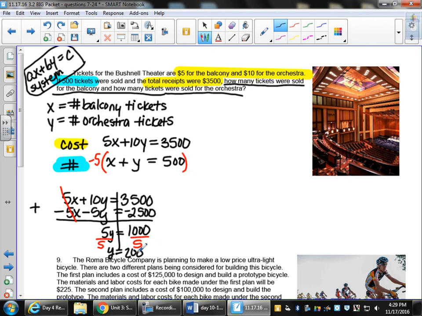200, what does 200 represent? Y is the number of orchestra tickets. So 200 orchestra tickets.